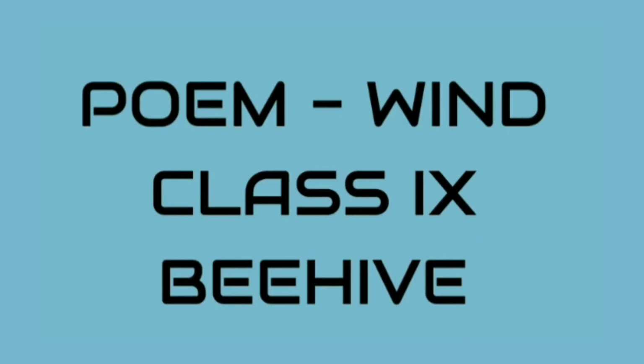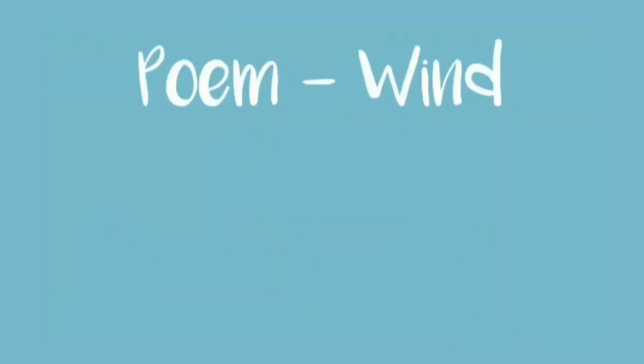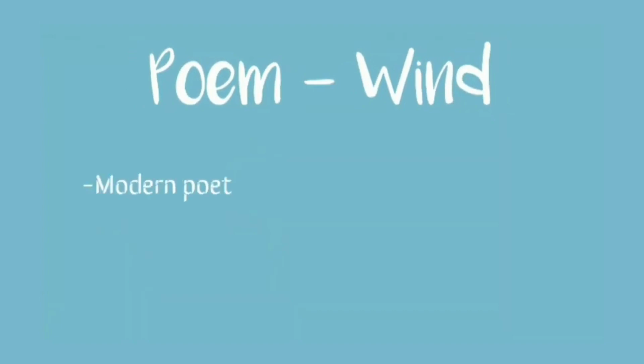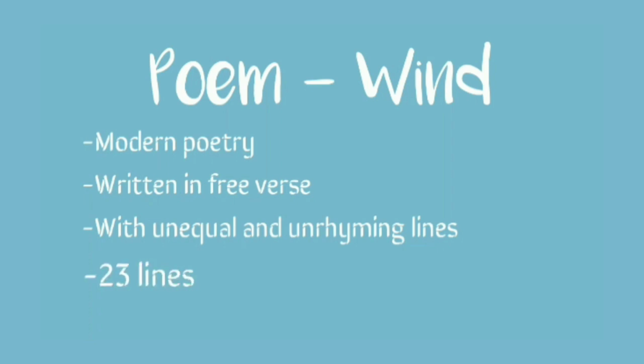Dear students, today I am here with the poem Wind. This poem has originally been written in Tamil by Subramanya Bharati and translated by A.K. Ramanujan. This poem is an example of modern poetry written in free verse with unequal and unrhyming lines. The poem consists of a total of 23 lines, and these lines are not separated into stanzas. But here in this video, I have divided it into meaningful segments to ease out comprehension.